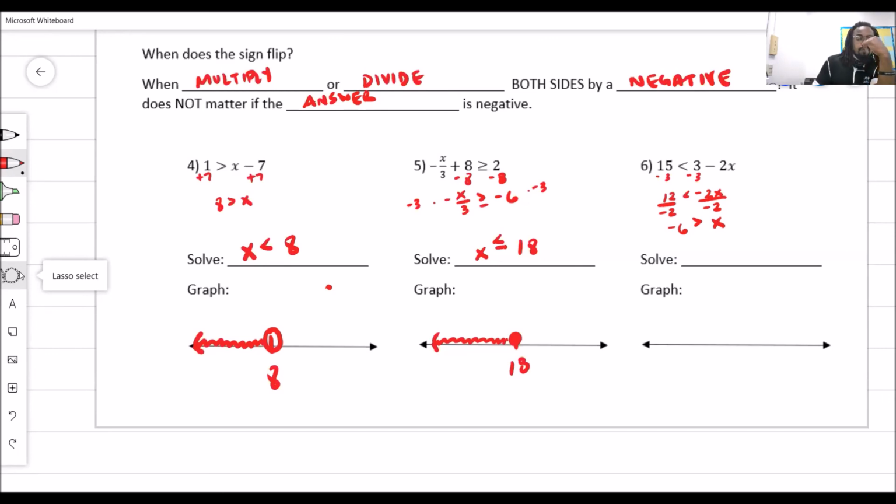I'm going to write it so my variable goes first, making sure that I keep my sign's orientation the same, pointing towards x. So x is less than negative 6. Negative 6, less than means open circle, going this way.